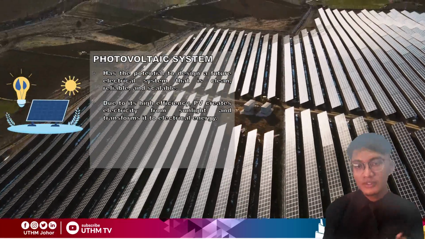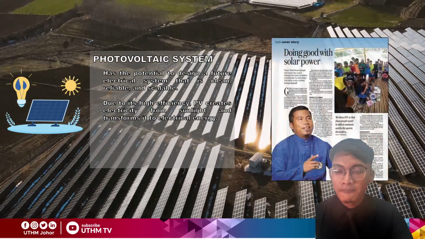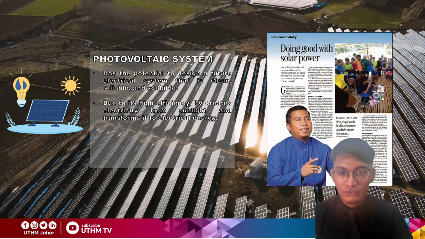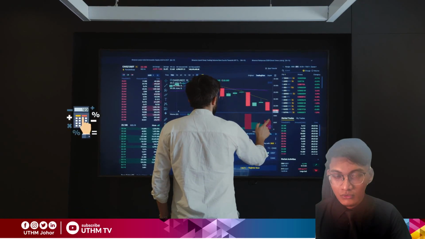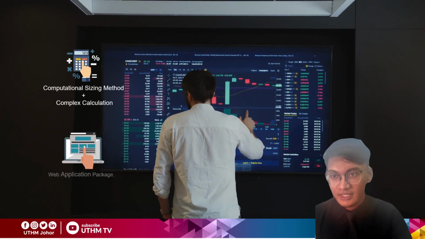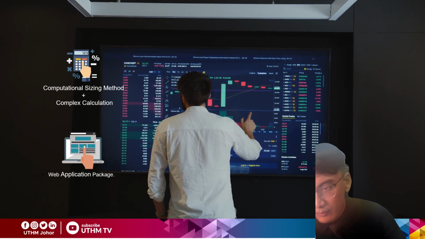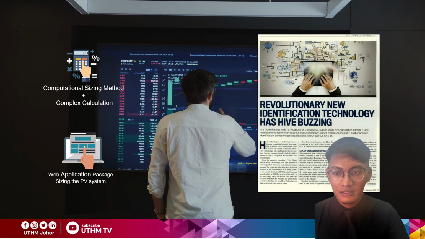PV creates electricity from sunlight and transforms it into electrical energy, and this is why we have to create a PV system. It is very dependent on peak sun hours, pressure, weather and others. So PV capacity, inverter, and load need to be sized precisely. From that, we have to do a lot of computation with sizing methods, which makes it very complex. So we have to develop a web application package and emphasize the PV system.